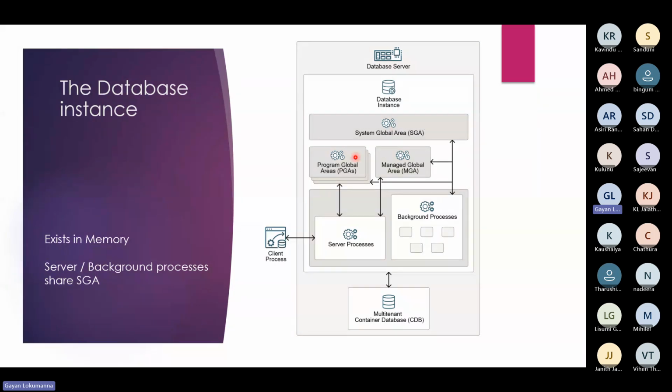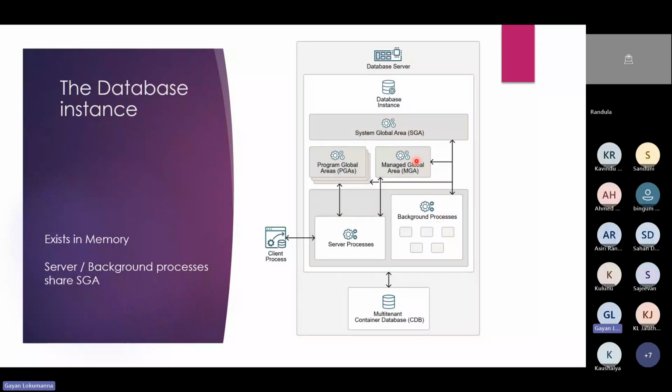But when it comes to MGA, it's a mix of both, right? Some spaces, or we call them namespaces, can be shared by many processors, but some of the namespaces will be occupied only by a certain set of processors. Those are some of the differences when you compare SGA, PGA, and MGA. We are not going to talk about PGA or MGA in this session. We are going to focus only on the SGA.